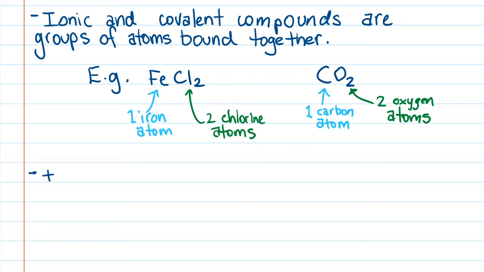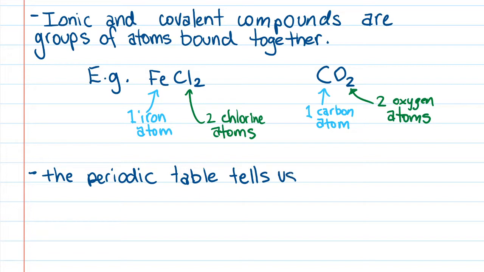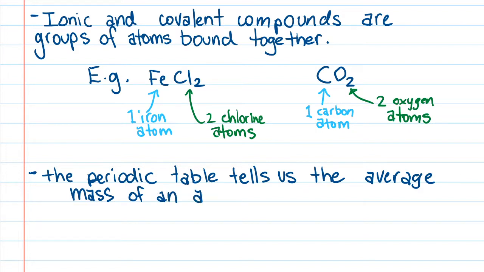And the periodic table tells us the average mass of an atom of any element. So if we look at the periodic table, it will tell us how much an iron atom weighs, or a carbon atom weighs, or an oxygen atom weighs. That is information that we can find.